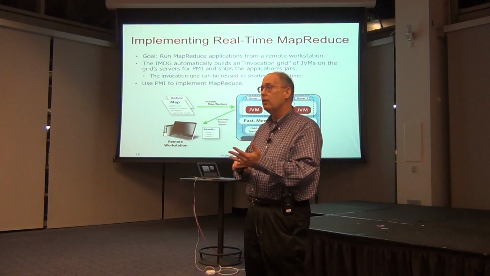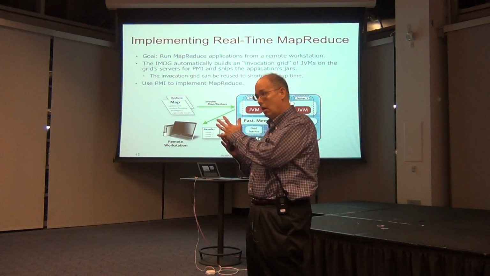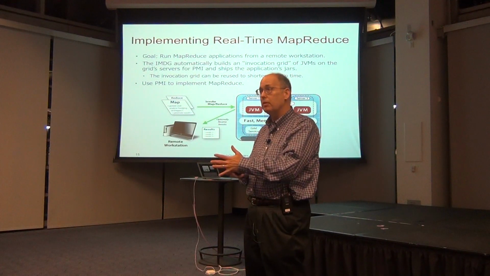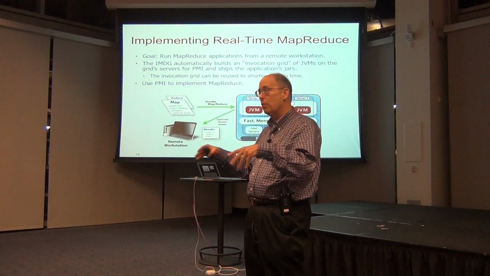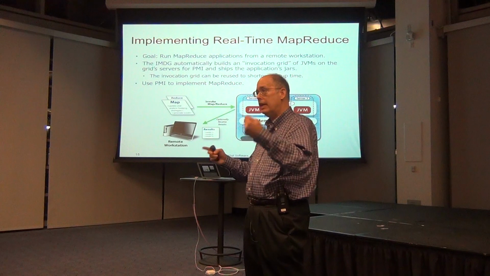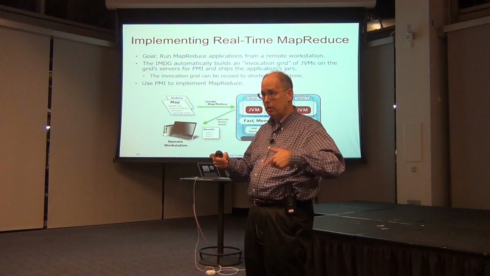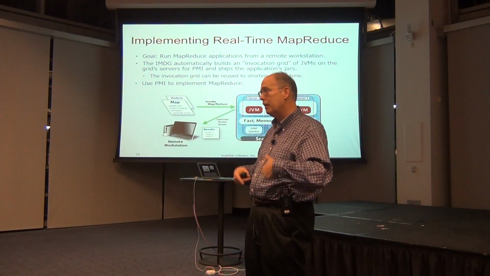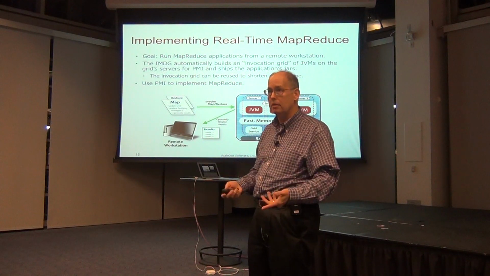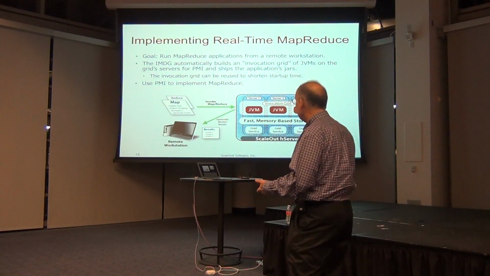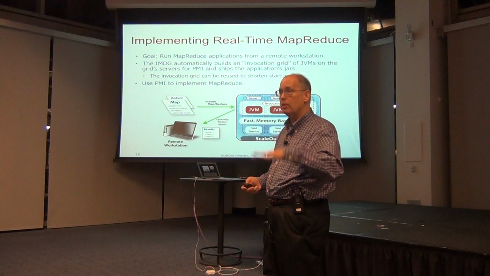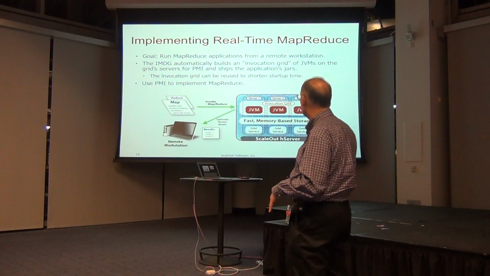The idea here is that when you start a MapReduce job, we're going to spin up the JVMs, but we also give you a hook so that you can keep those JVMs and do continuous MapReduce on the same set of JVMs. We call it an invocation grid. That's a very nice feature, which you'll see helps reduce the startup time dramatically.